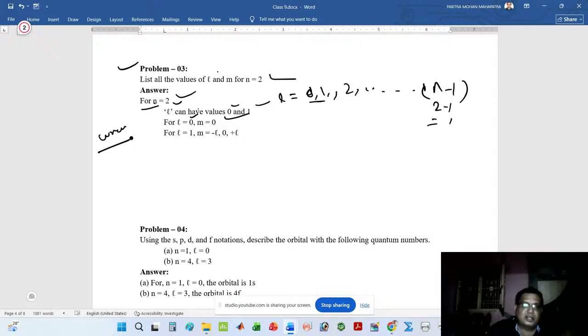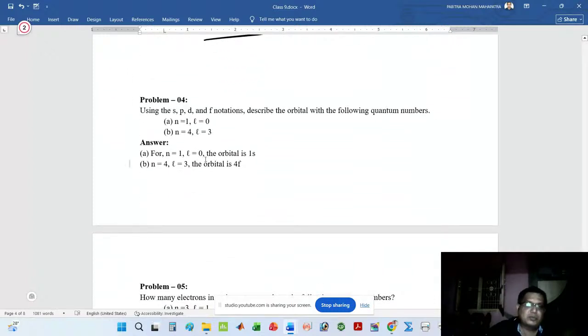Next, for l is equal to 1, here you can write plus 1, 0, minus 1. This is the answer. For n is equal to 2, you have 2 l values, 0 and 1. For l is equal to 0, m is equal to 0. For l is equal to 1, m is equal to plus 1, 0, minus 1. Next, move to problem number 4.